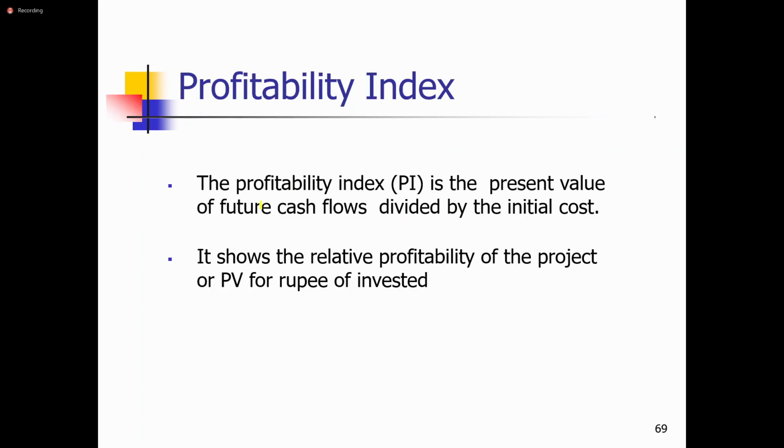Profitability index is the present value of the future cash flows divided by its cost. Present value of the cash inflows divided by its cost. So that is what we sometimes call the cost benefit ratio. It shows the profit or the return for 1 rupee invested. That is why we call it the relative profitability of the project. So that kind of an indicator.